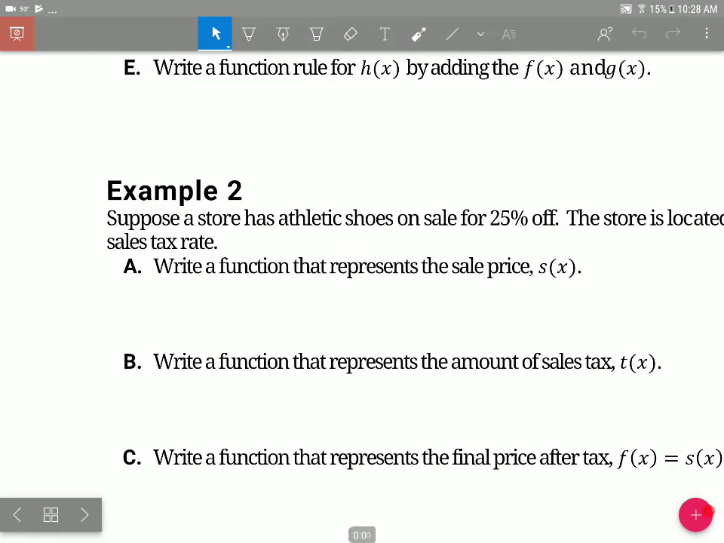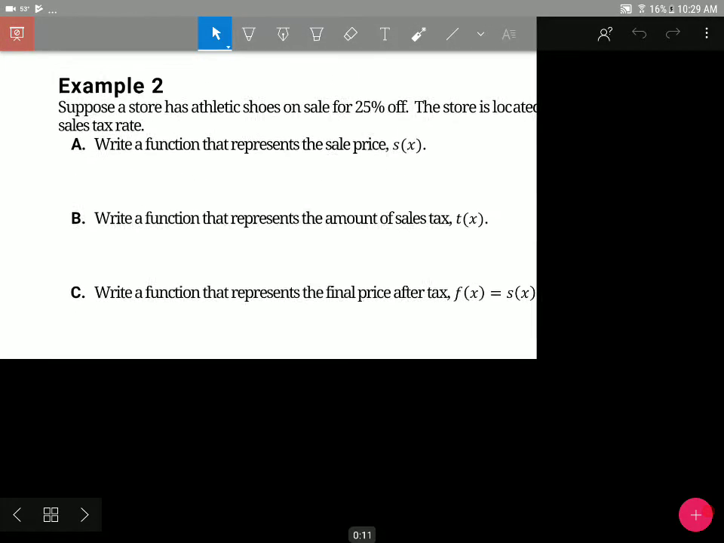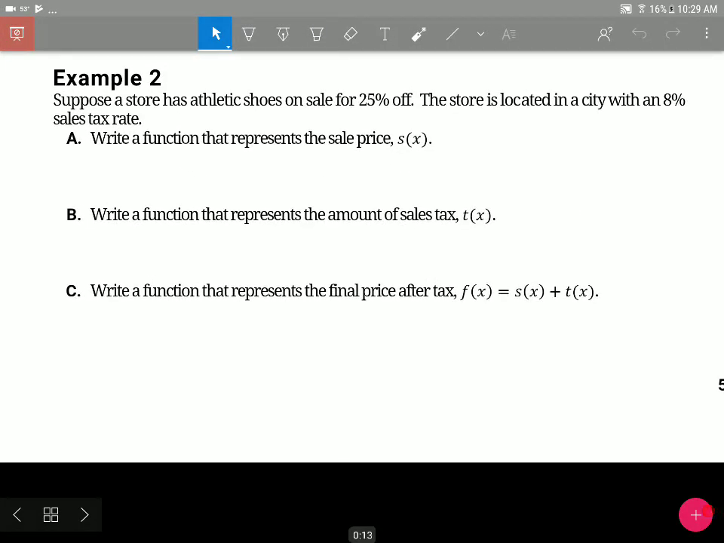All right, so chapter 4.1, example 2. We're going to start off by just building a couple of equations. It's going to tell us to add them together, that sort of thing. So suppose a store has athletic shoes 25% off, and it's located in a city with an 8% tax rate. Okay, so let's think through this. I got 25% off, and I got an 8% tax rate. It says, write a function that represents the sale price. Okay, so write a function that's 25% off.